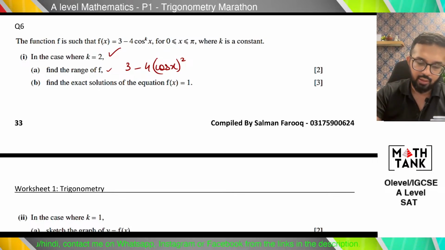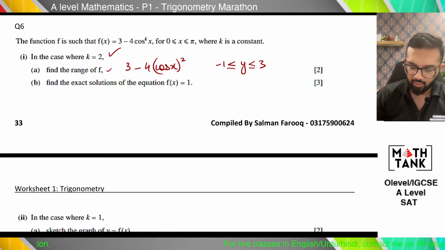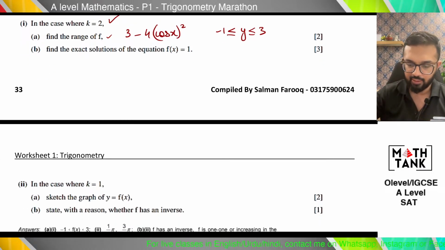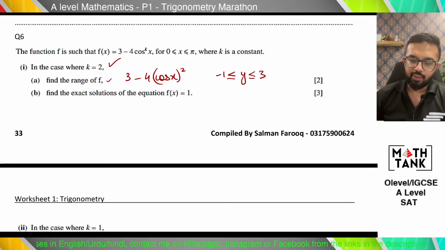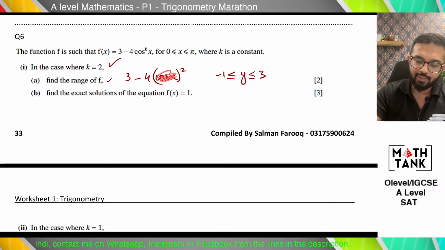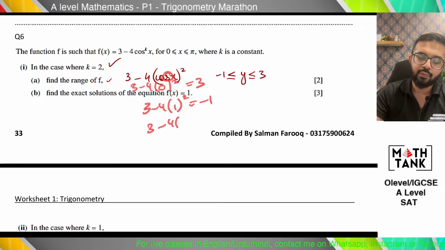My calculator gives me a table that gives me the values. Minimum value is -1 and maximum value is 3. So y has to be between -1 and 3. That's what the calculator is telling me. Because of squaring, the values will change. You can do it manually as well, because cos x can take the value 0, 1 or -1. So if you're doing it manually, you go 3 minus 4 into 0 squared, that gives you 3. 3 minus 4 into 1 squared, that gives you -1. Or 3 minus 4 into -1 squared, that also gives you -1.